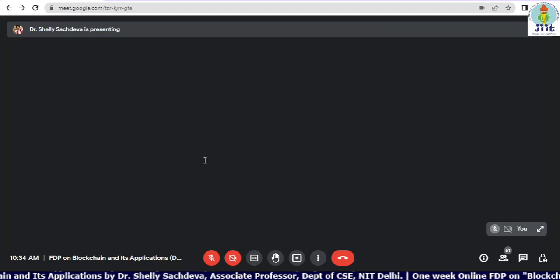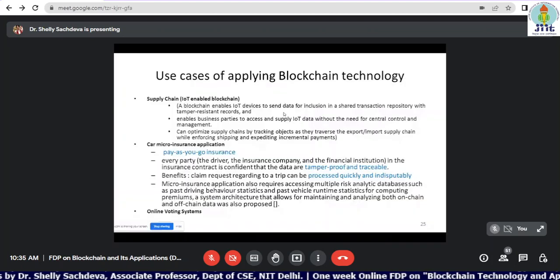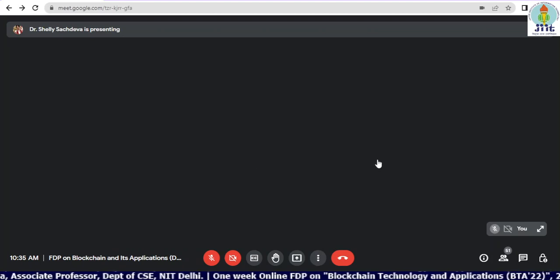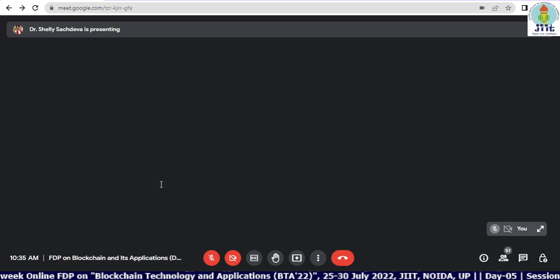So all the parties that are particularly involved in this pay as you go kind of insurance, for example, the driver is one party, the insurance company is another one, and the financial institution is another one, right? So if they are moving towards a blockchain, the insurance contract that is being created between the driver, the insurance company, and the financial institution is tamper-proof and traceable, right? So what are the benefits?